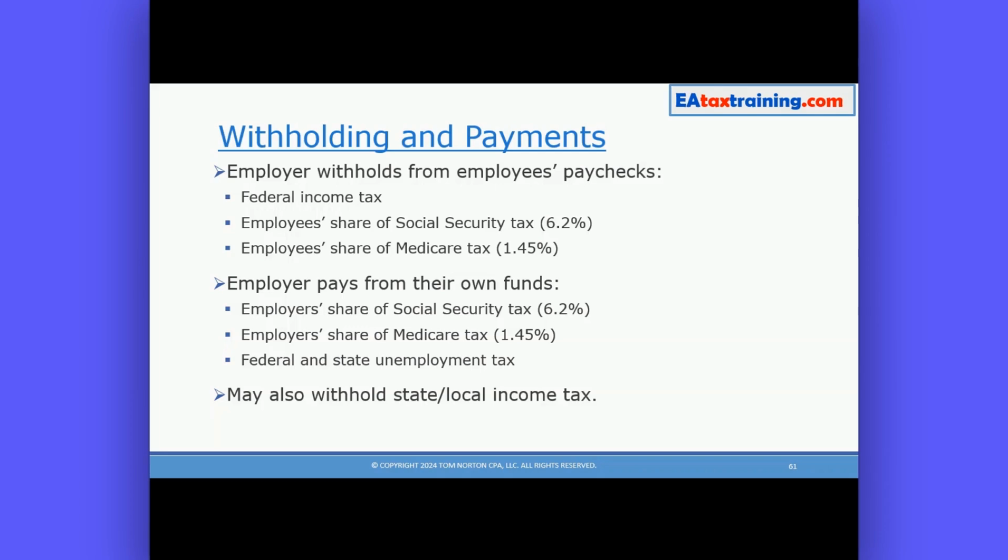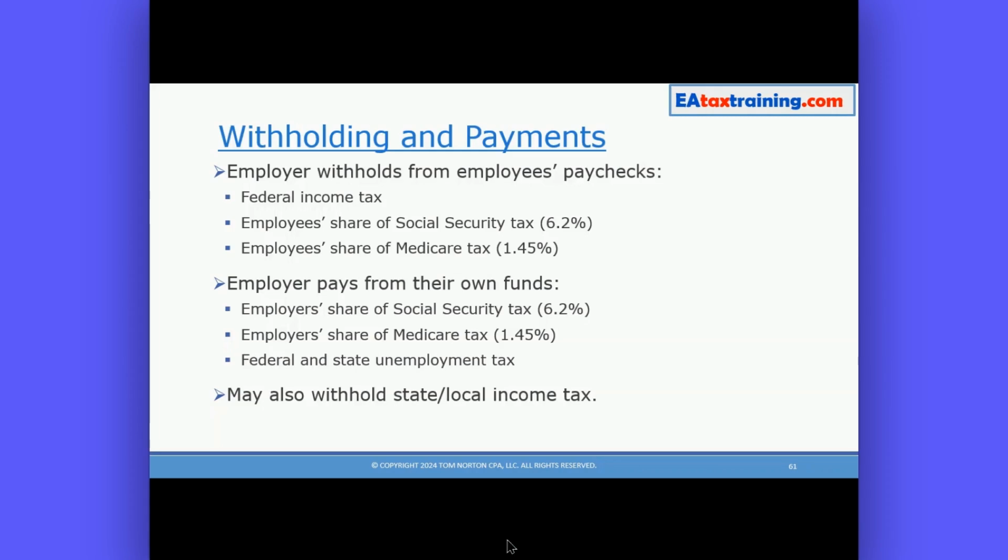So, not all states have an income tax, but if your state does have an income tax, then you're going to have to withhold state income tax. And some municipalities, like large cities, will actually have an income tax as well. And so you could have to withhold for that. Now, the EA exam is about federal taxes. So you're not going to be tested on withholding state and local income taxes, but you could be tested on withholding, for instance, federal unemployment tax.